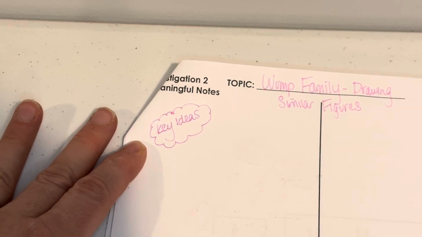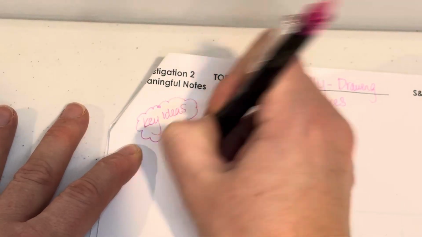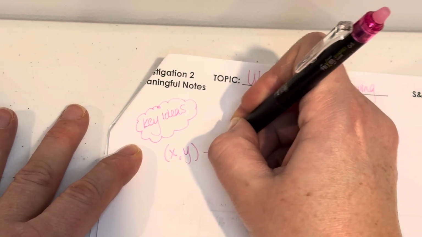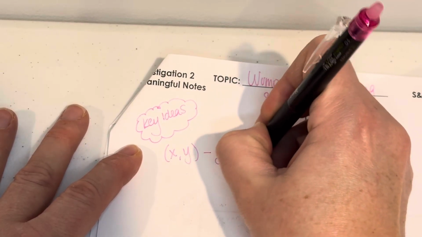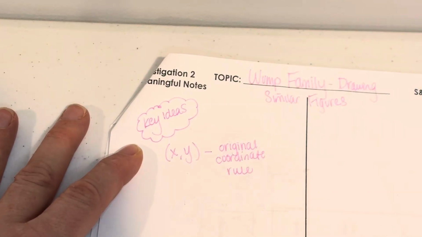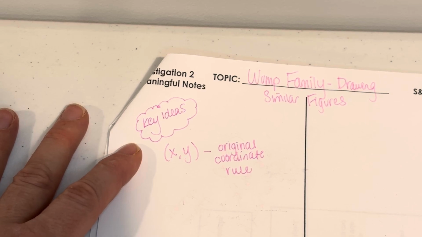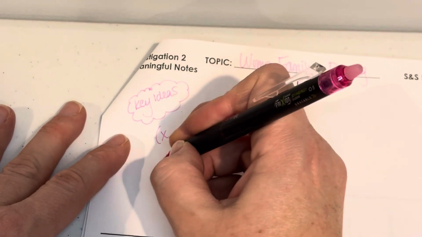And I want you to remember that for this particular explanation, we're starting with an XY coordinate rule, right? And that is the original coordinate rule. In order to create a similar figure, you have to multiply both the X and the Y coordinate by the same value. If they are multiplied by different numbers, or you only multiply one of them, it will not make a similar figure. It will in fact make an imposter.